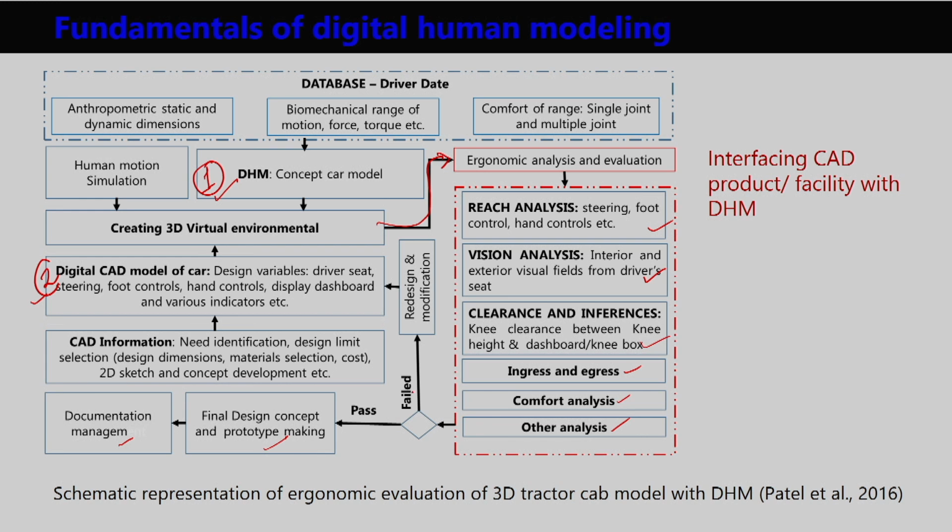But if we find that there are some issues and design modification is required, then again we go back to the redesign and modification of the car model, and then again interfacing with the digital human model, and the loop will continue until the ergonomic evaluation is complete and all the ergonomic evaluation criteria or aspects are fully satisfied. Only then will we move on to prototype development and documentation.